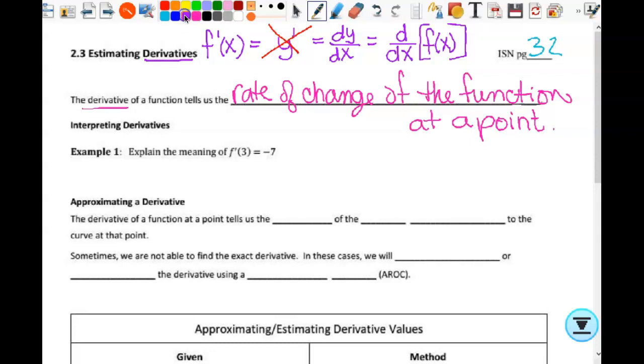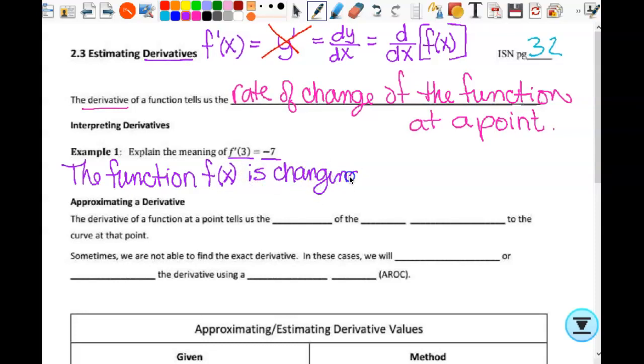So when we are interpreting them, like what does it mean, right? And we have f prime of 3 equals negative 7, okay? So our interpretation would look like something like this. The function f of x, not f prime of x, but f of x, okay, is changing at a rate of negative 7 at x equals 3. Because remember, our rate of change changes because we are talking about curves. Okay, so if f prime of 3 equals negative 7, then this is my rate of change at this x value. That would be the slope of the tangent line at that x value.